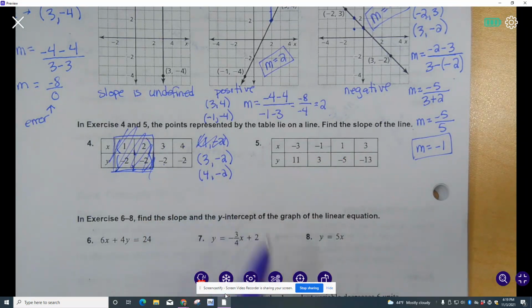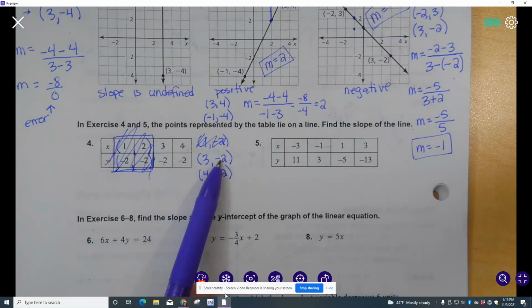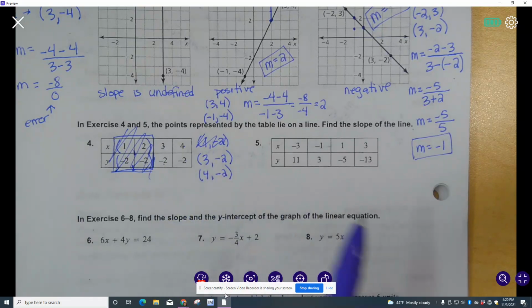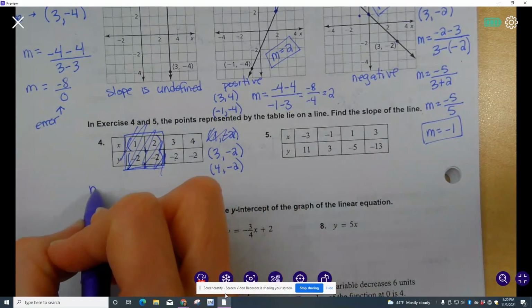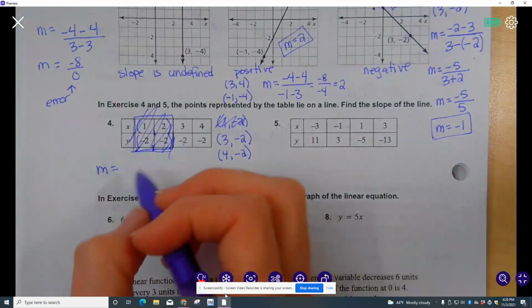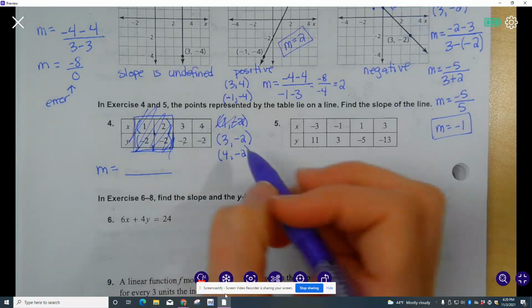So write them on top of each other like that, x y, over top of each other. Now let's plug into our equation. So on the top, I'm going to subtract my y's. On the bottom, I'm going to subtract my x's.